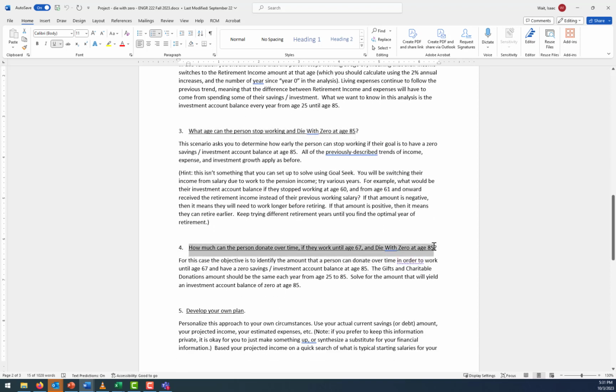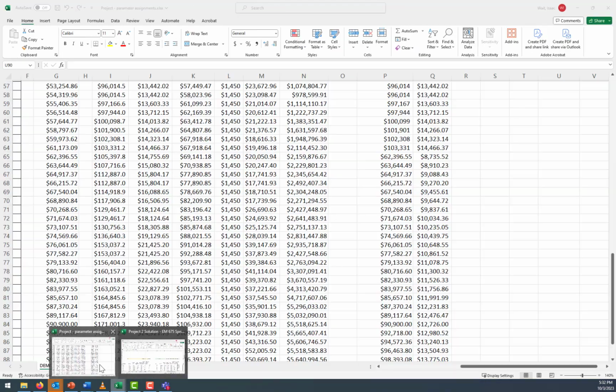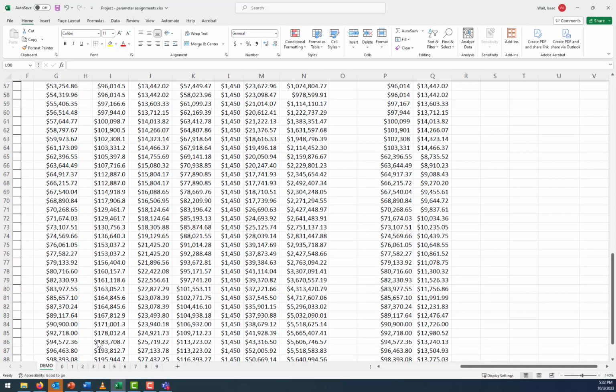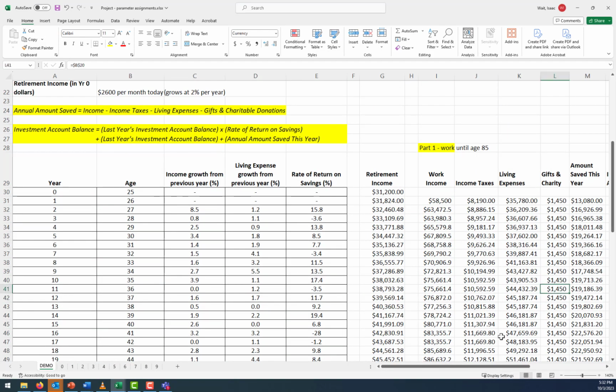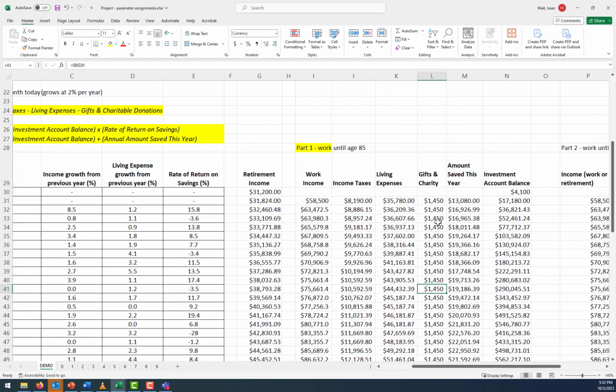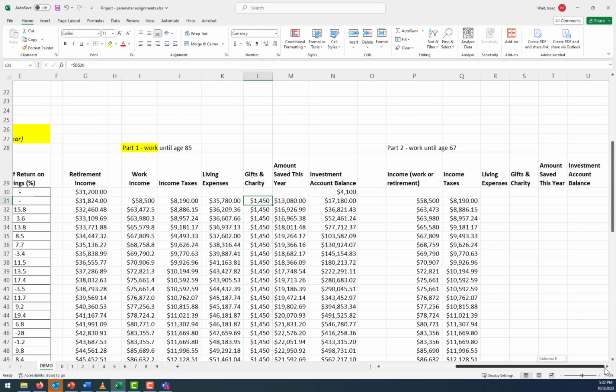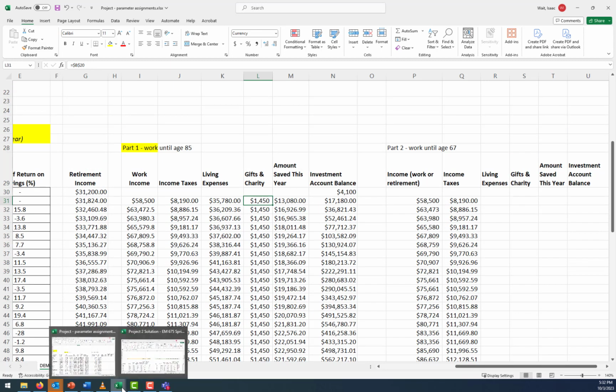Scenario 4 is they're working until age 67, so that's like a duplicate of scenario 2, but now what you're doing is you're increasing the amount that they donate each year. So instead of donating this fixed $14.50, you're going to be doing a goal seek to try and see what is the goal seek gifts and charity amount that will have them so that they have 0 investment account balance at the end of 85 years.